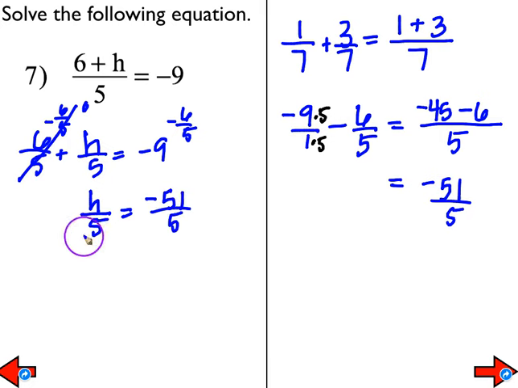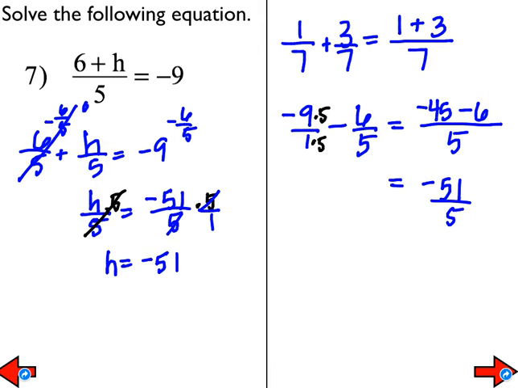Now the last step is we still need to isolate h. So in order to do that, I need to get rid of this over 5. One way to do it is first read this using an operation. I would say this is h divided by 5. So the inverse of dividing by 5 would be to multiply by 5. So I'm going to multiply by 5 to both sides. Here, the 5's cancel each other out, leaving me with just h equals. Here, notice we can cross cancel, just leaving me with -51. And there you have it for number 7.